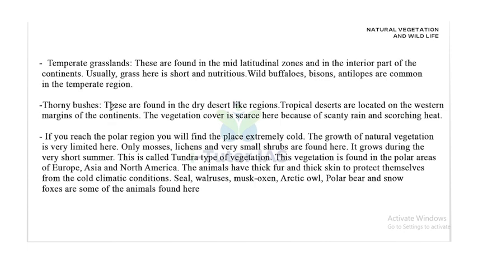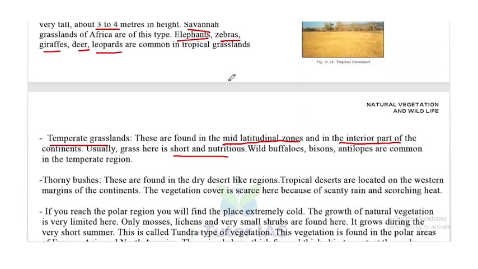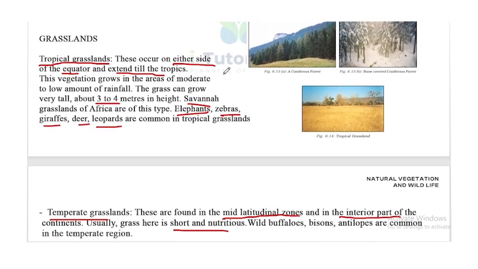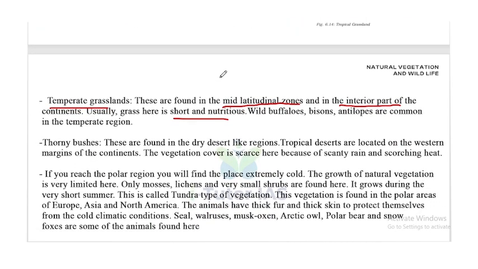Now, the second one is temperate grassland. These are found in the mid-latitudinal zones and in the interior part of the continents. Usually, grass here is short and nutritious. The grass in the tropical grassland is very tall, about 3 to 4 meters. But grass in the temperate grasslands is very short and nutritious. Wild buffaloes, bisons, antelopes are common in the temperate region.